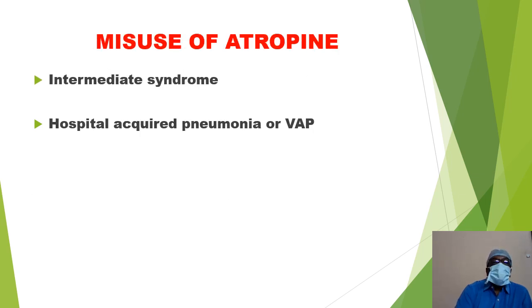There is always misuse of atropine, especially in case of intermediate syndrome and also hospital acquired pneumonia or VAP. For example, if the patient after 3 to 4 days of hospitalization develops a hospital acquired infection, especially pneumonia, there will be increased secretions. Most of the time we mistake it as due to organophosphorus and we increase the dose of atropine rather than changing or starting the antibiotic. This can be determined, whether it is because of organophosphorus or infection, by measuring serum procalcitonin levels.